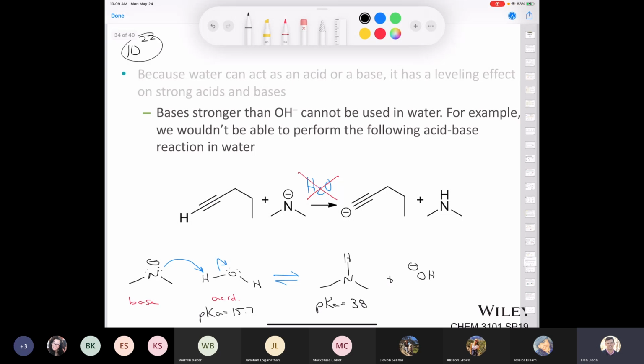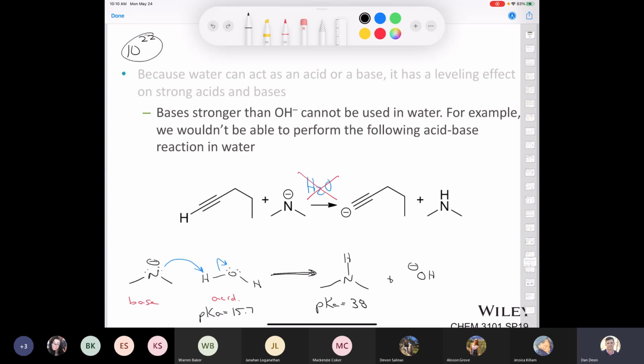But that means that water is 10 to the power of 22 times stronger of an acid than this amine. What is that telling you? The equilibrium is going to lie completely to this side. It's such a big difference in pKa. So what that means is that as soon as this base sees the water, it's going to get destroyed, and you're going to have none of it left. You're only going to have this.